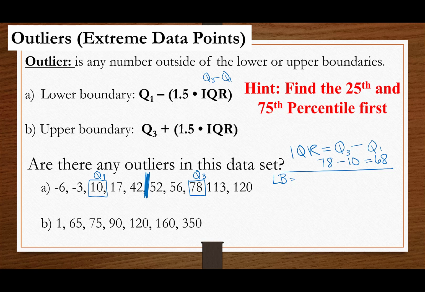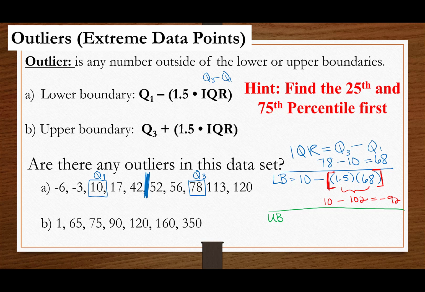It says take quartile 1, which we said was 10, subtract 1.5 times the interquartile range, which is 68. Now, some of your calculators, you are able to type this in just as it's given and it works the order of operations for you. But if not, you need to do this multiplication first, and then we can work the subtraction problem. 1.5 times 68 is the value 102. And so to find the lower boundary, we'll do 10 minus 102. So the lower boundary is negative 92.